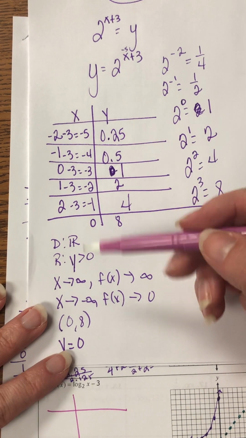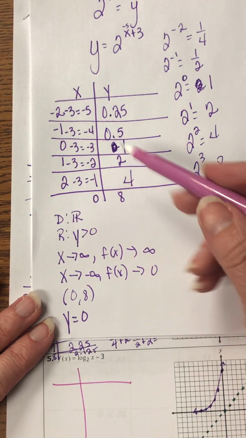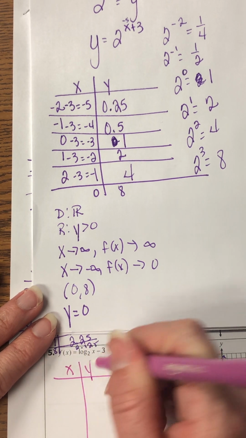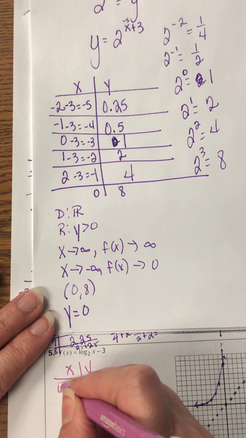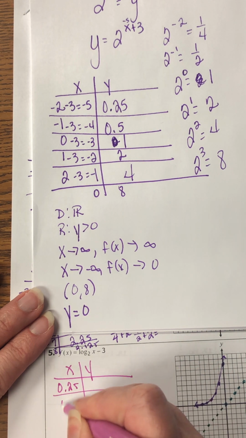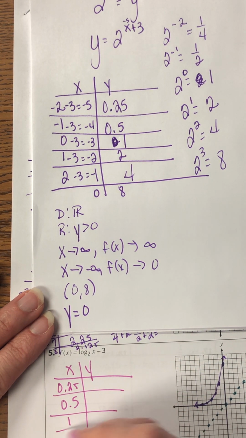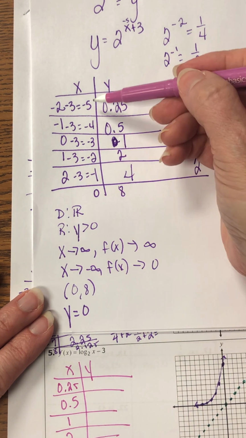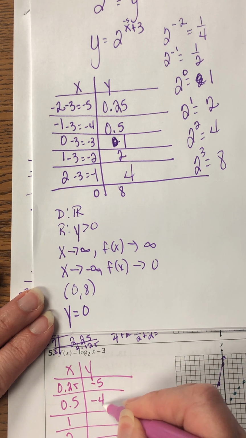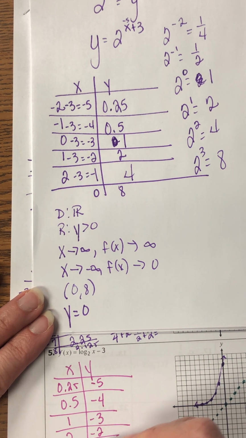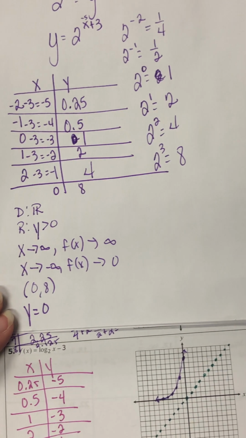So to find my logarithmic function, I'm just going to take x and y and I'm going to switch them. Okay, so everything I have over here on the right side, I'm now going to put on the left. So 0.25, 0.5, 1, 2, 4, and 8. And then everything I have on my x, I'm going to put on my y. -5, -4, -3, -2, -1, and 0.